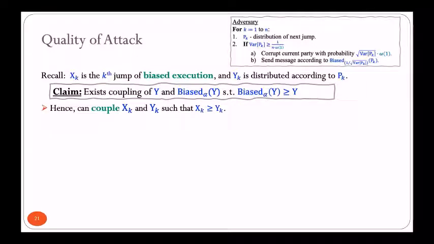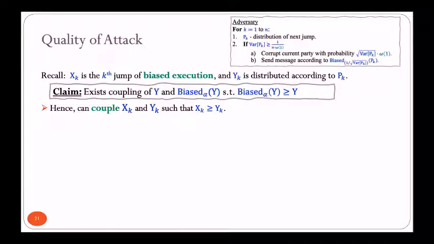And using this claim, we can couple xk and yk in such a way that xk is always at least yk. This is since, again, xk are the biased versions of yk, right? Since yk corresponds to pk, and xk is the jump actually taken, so it might be biased.